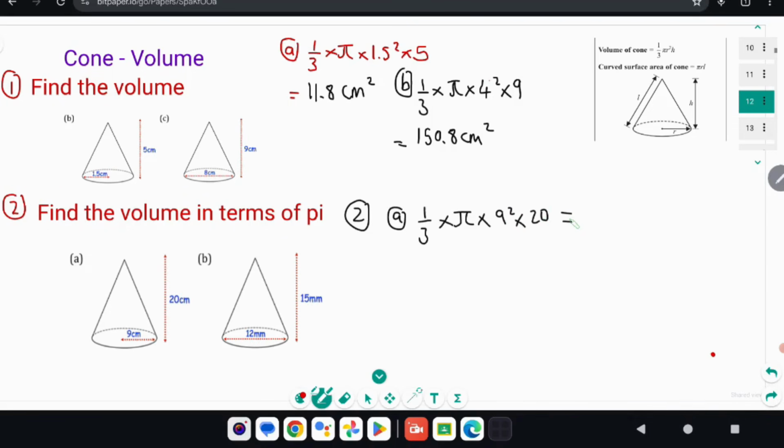So 1/3 times 9 squared times 20, 540 pi. Radius is 6. 180 pi.